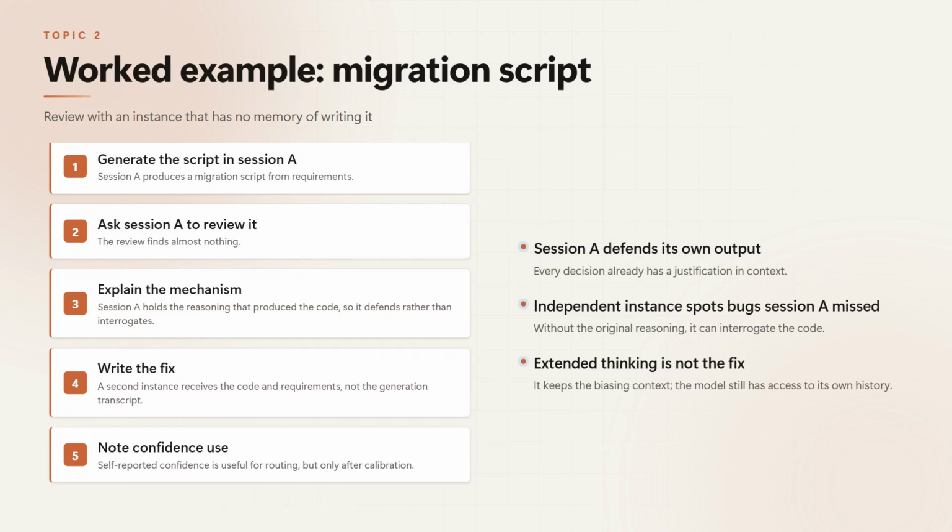A colleague suggests turning on extended thinking. That does not fix it, the original reasoning is still there. The correct fix is a second instance, session B, that receives the code and the requirements but not the generation transcript. Without the biasing context, session B can spot bugs session A missed. The document also lists self-reported confidence as useful for routing review attention, but only once calibrated against a labeled validation set. The other cases are on the page.